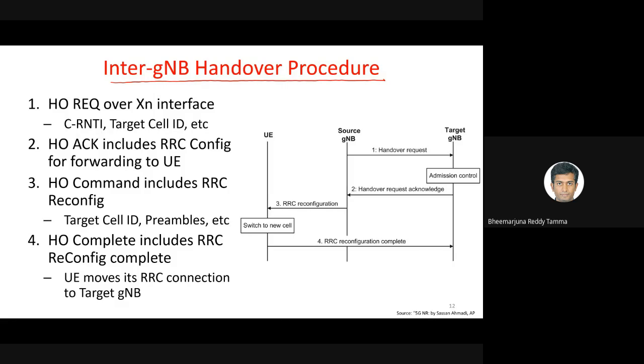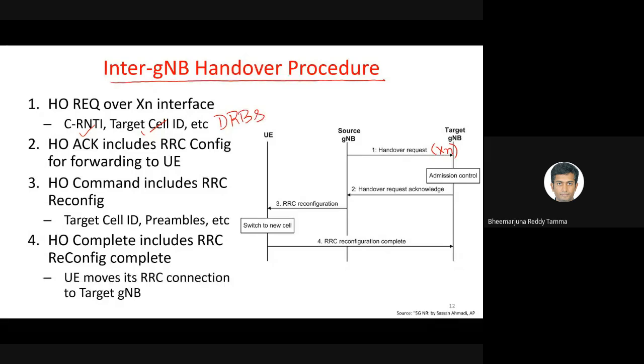The first step, as you see here, is the handover request. The handover request is sent over the Xn interface and it carries the C-RNTI of the user. It also carries the target cell ID, and it also carries information about the data radio bearers that the user equipment is already having with the cell, with the source base station.